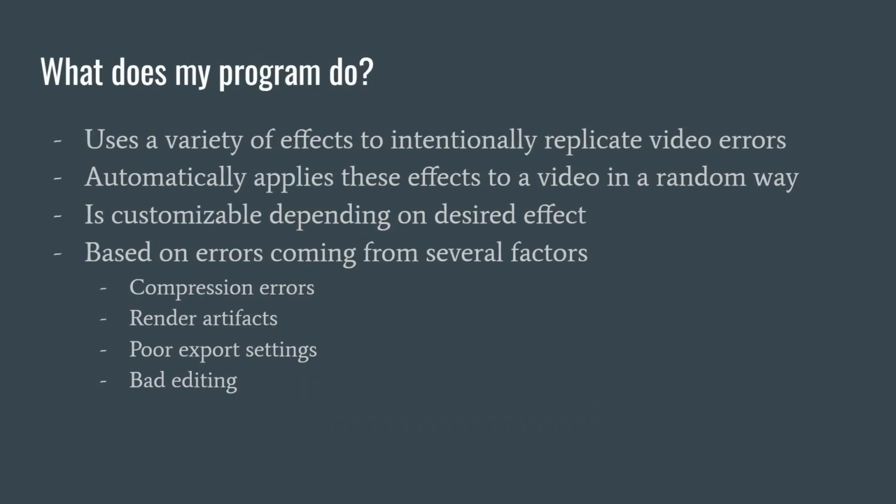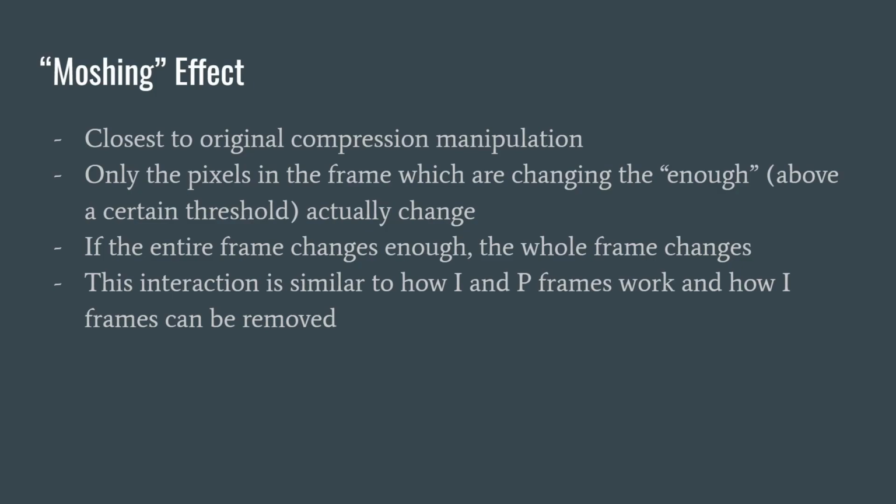Instead of manipulating the compression algorithm like this, my program specifically inserts errors and glitchy kind of effects into the video using code to intentionally replicate the kind of things you would see in this kind of artifacted video. And it automatically applies these errors in a random way. It's very customizable, so you're able to select the effects you want, the frequency at which you want them to be applied, and the minimum and maximum length you want them to be applied for. Now I'll go through each of the effects the program is capable of.